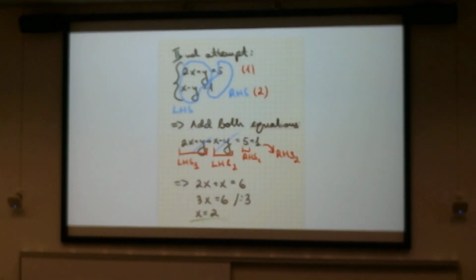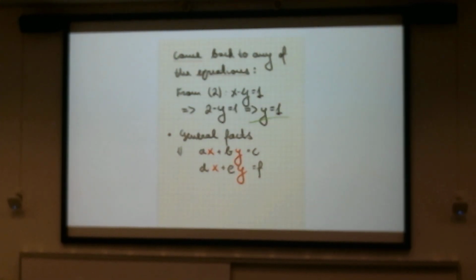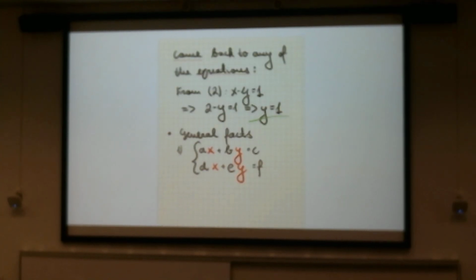Just like here. This is a, then implicitly here we have 1, which is b, then c is equal to 5. Here again, d is equal to 1, e is equal to minus 1, and f is equal to 1. So the coefficients and the free numbers, the constants, they are these coefficients: a, b, c, d, e, f. That's the general form of a system with two equations and two unknowns.